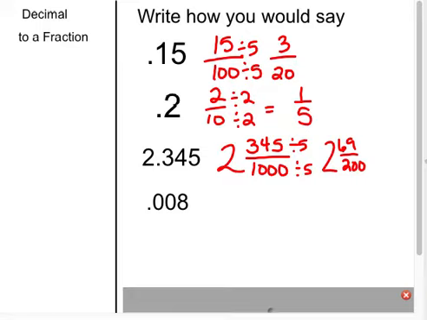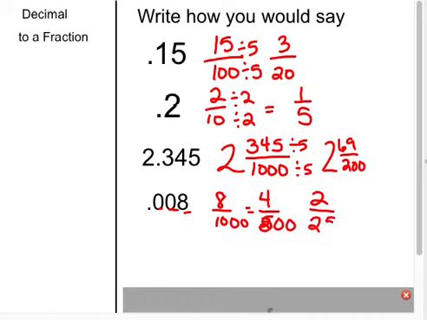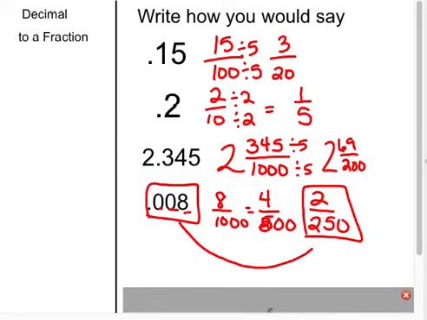All right, so let's look at the bottom one. We have thousandths, so I have 8 thousandths. Again, I know 2 could go in there, so it'd be 4 over 500. 2 could go in there again, it's 2 over 250. So 8 thousandths is the same fraction as 2 over 250.